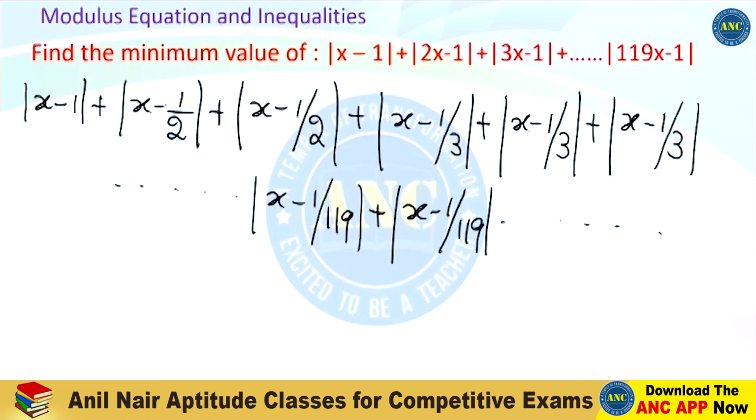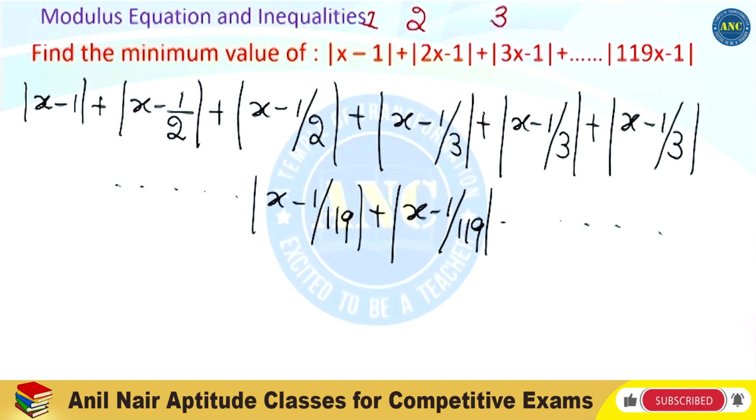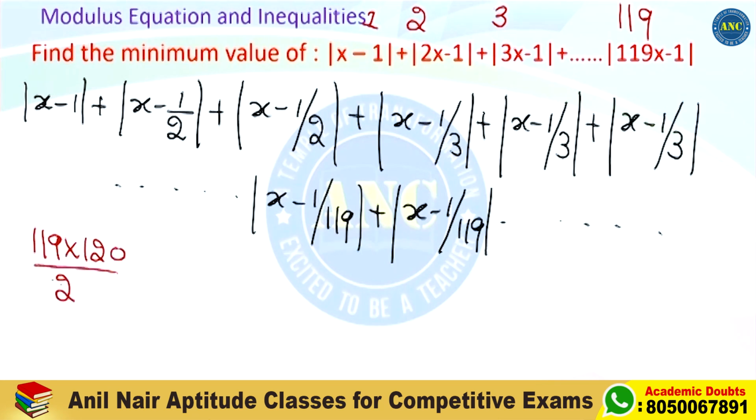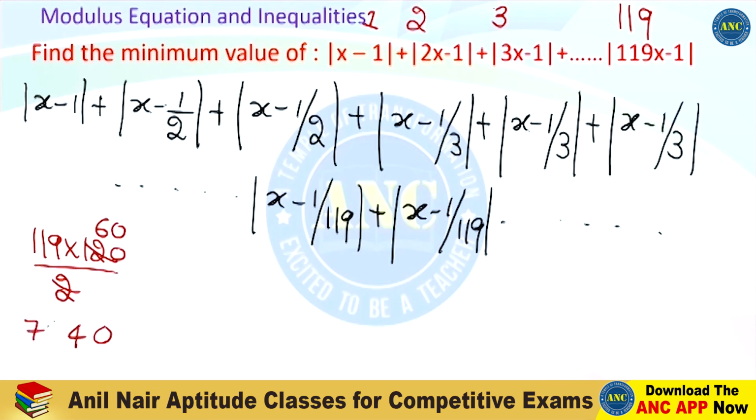Now if you see here, there is one critical point written once, 1 by 2 written twice, 1 by 3 written thrice, and 1 by 119 written 119 times. So totally how much will it be? 119 into 120 divided by 2, which is 7140. So totally the number of terms that are added is 7140 terms.